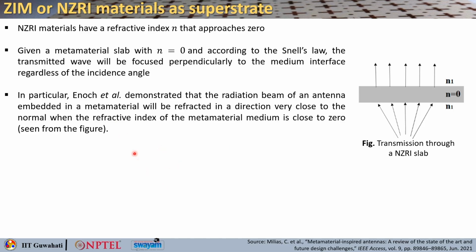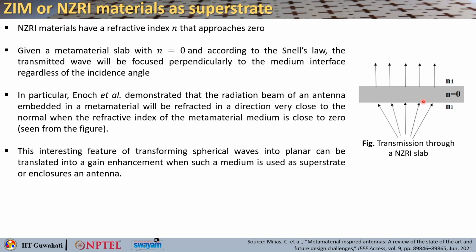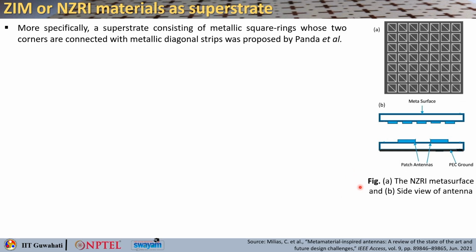Particularly, Enoch and his group demonstrated that the radiation beam of an antenna which is embedded in a metamaterial will be refracted in a direction that is very close to normal when the refractive index of the metamaterial medium is very close to 0. That is what has been shown here. This interesting feature of transforming spherical waves into planar waves can be translated into a gain enhancement when such a medium is used as a superstrate, or it can be used as an enclosure for an antenna. So, some examples are here.